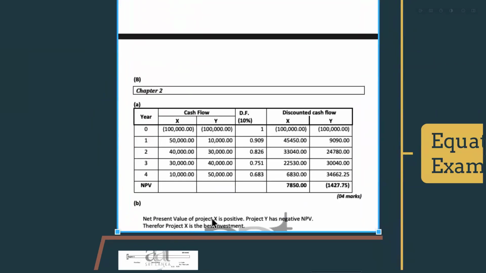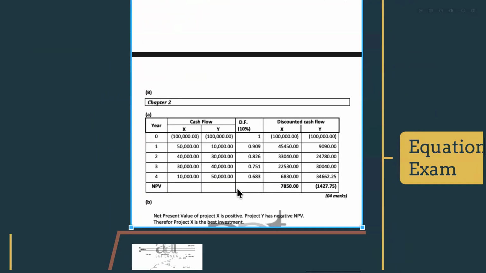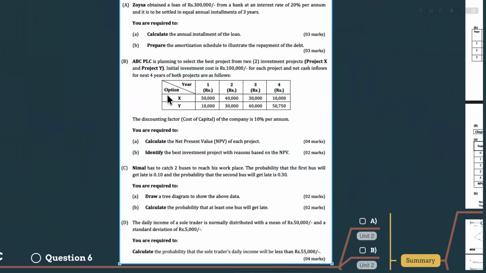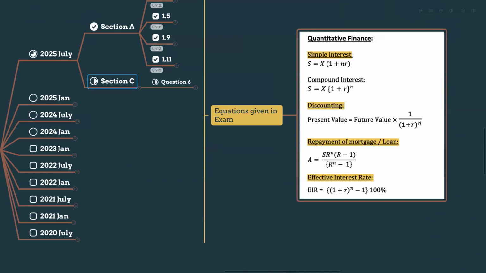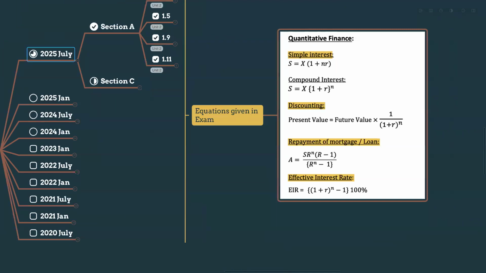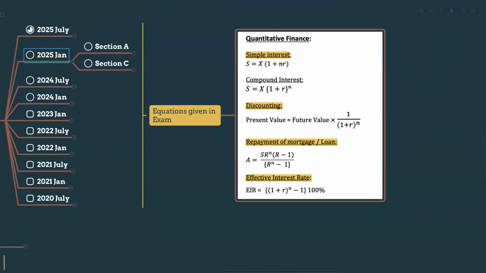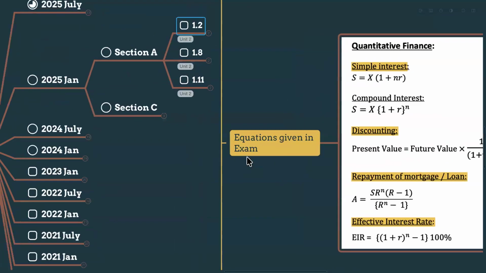Okay. The net present value of the project X is positive. Project Y has a negative NPV. So therefore, project X is the best investment. Right? So this is how you have to do the questions. All of the questions will be the same type. Right? So let's move to 2025 January paper section A 1.2.